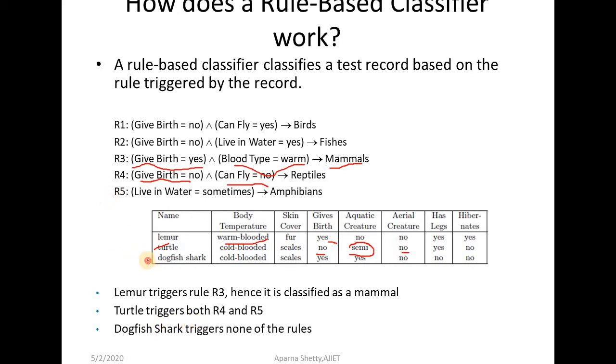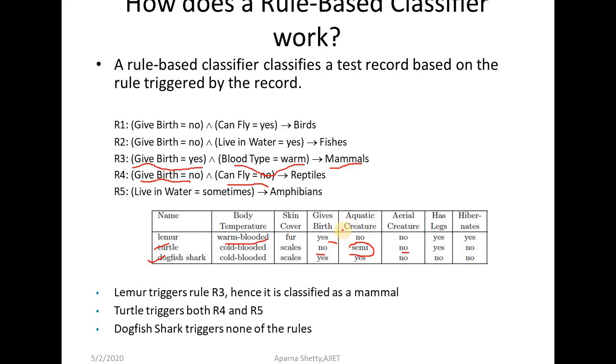Last one, dogfish, if you see, body temperature, cold-blooded, none of the rules have. Skin cover also they don't have. Gives birth is equal to yes, you have only one rule here. So here if you see dogfish, it does not satisfy any of the rules. The attributes of dogfish do not satisfy any of the conditions. Hence you cannot classify dogfish.